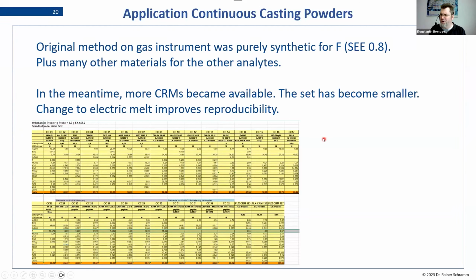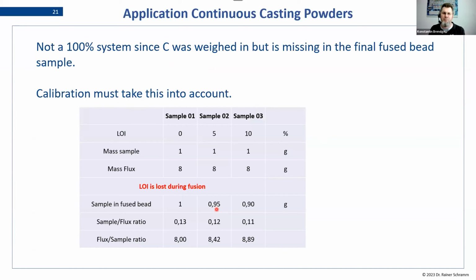This is old news. In the meantime, a good thing that happened is that a lot of certified reference materials became available, not only the FLUXANA set that we had in one of the sheets before, but also other ones. So the old set that contained about 30 samples became a lot smaller, and using CRMs makes it a lot easier and more readily available. The new set we'll talk about in a minute.